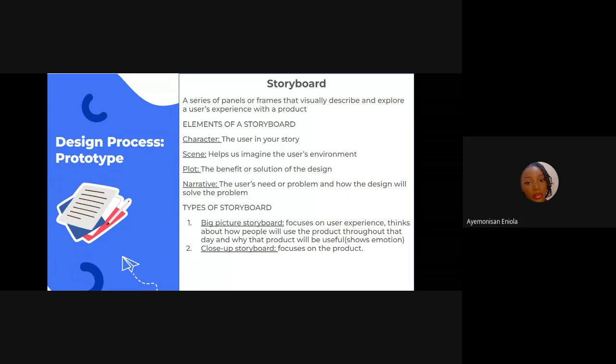So we have types of storyboard. We have the big picture storyboard and the close-up storyboard. So it says the big picture storyboard focuses on the user's experience, their emotions, what is going on in their head as they are doing it. And the close-up storyboard focuses on the product. I would like to tell you that this storyboard, you have to sketch it yourself. So you sketch a storyboard of what the user will experience. See, UX is a long process, but it is very, very interesting.